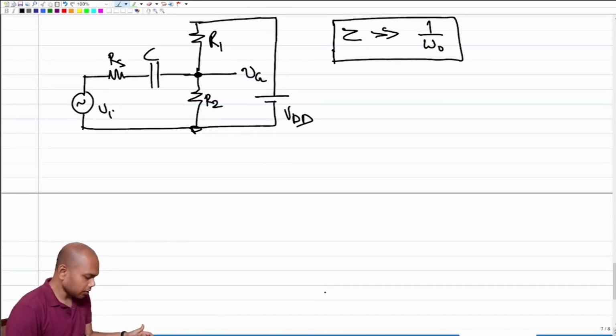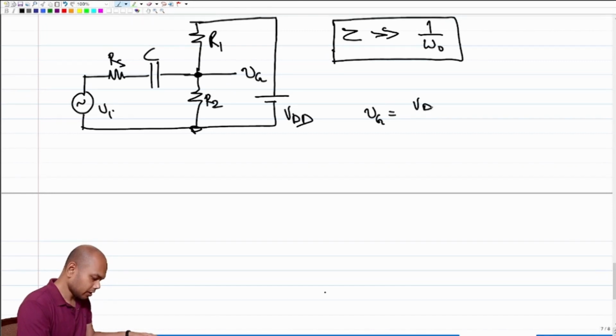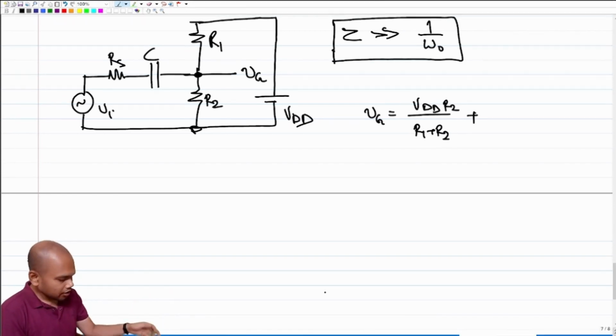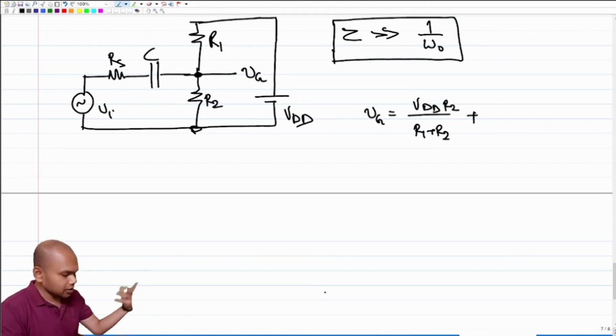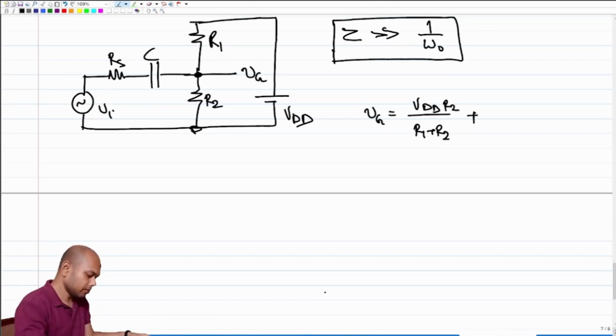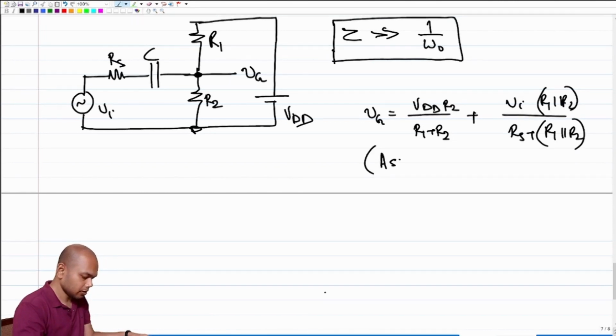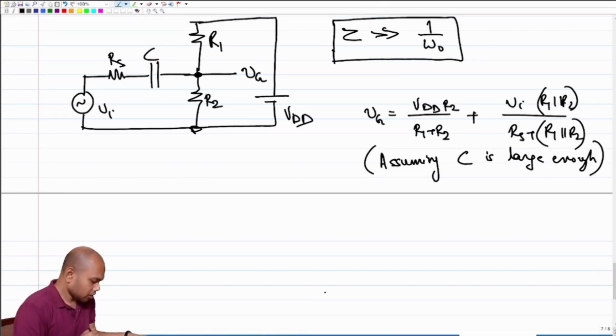So if I assume that Vi is shorted, what will Vg be? Vg will be VDD times R2 by R1 plus R2. And if I subsequently assume VDD is shorted, what will Vg be? If I further assume that C is large enough to be treated as a short circuit, this will be approximately equal to Vi times R1 parallel R2 by Rs plus R1 parallel R2. This is assuming C is large. So what is the assumption?